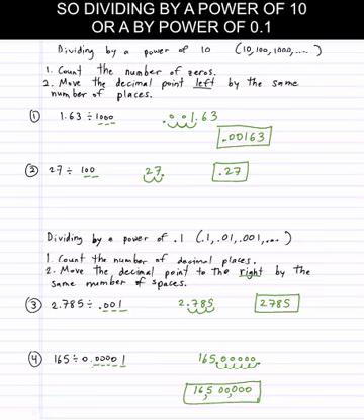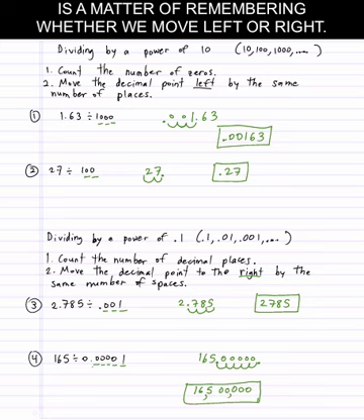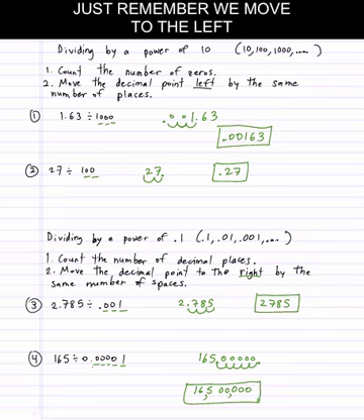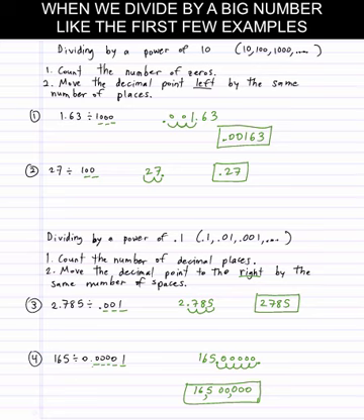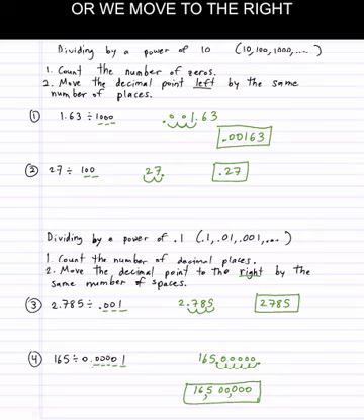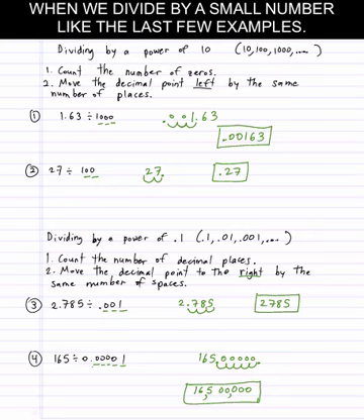So dividing by a power of 10 or by a power of 0.1 is a matter of remembering whether we move left or right. Just remember we move to the left when we divide by a big number, like the first few examples, or we move to the right when we divide by a small number, like the last few examples.